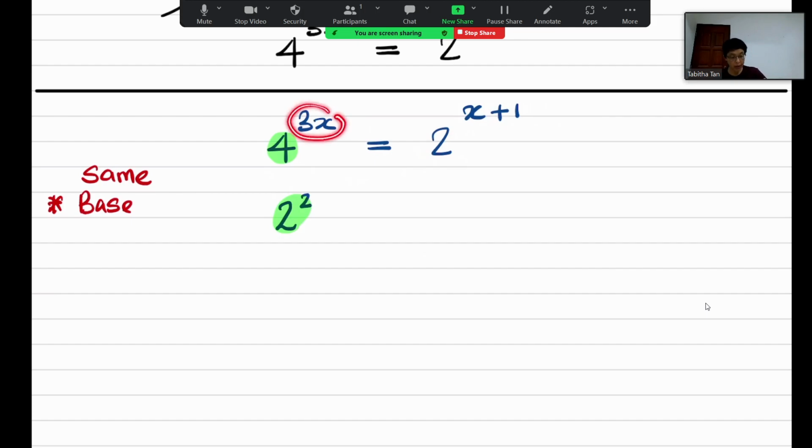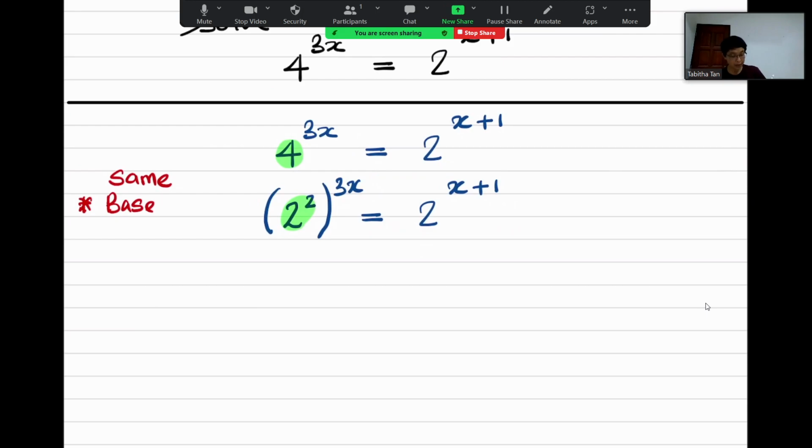Then what about the 3x? To help our eyesight, let's use a set of brackets to make it easier to differentiate. All right, and then on the right hand side, there's nothing much we need to do. So we'll just copy and paste it down here. Nothing much you can do. So now the next thing. Now we see that we already got the same base. You are progressing well.